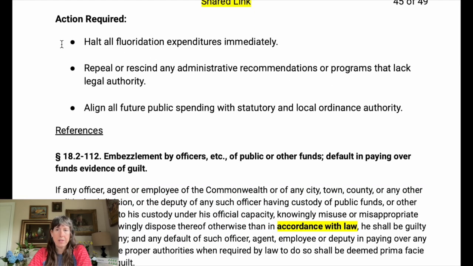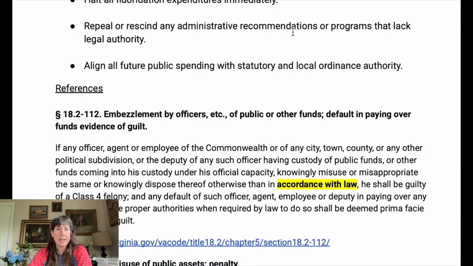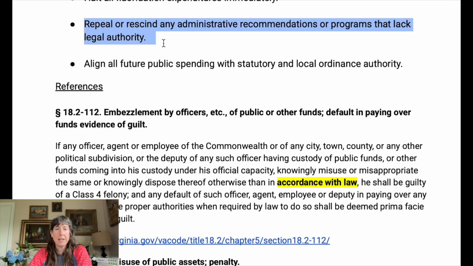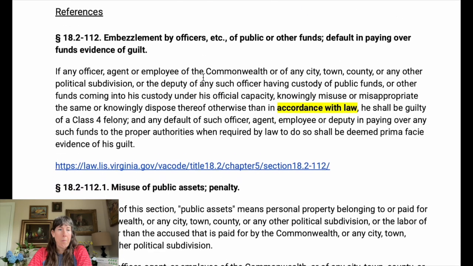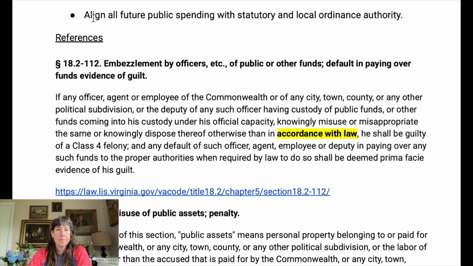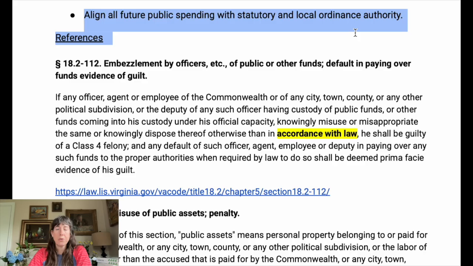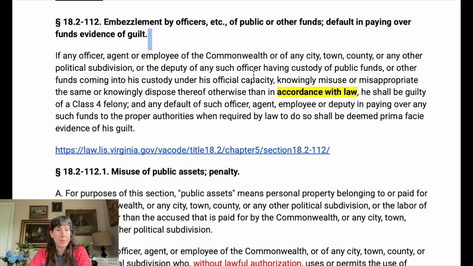So the action required, this is what I sent to them. Halt all fluoridation expenditures immediately. Repeal or rescind any administrative recommendations or programs that lack legal authority. Align all future public spending with statutory and local ordinance authority. That's never going to happen because there is no statutory authority, which means that they can't do any ordinance. Just so you guys are up to date on that.